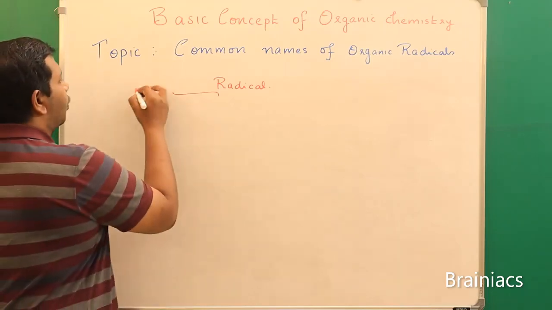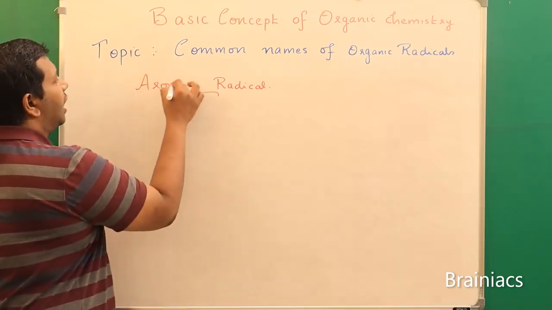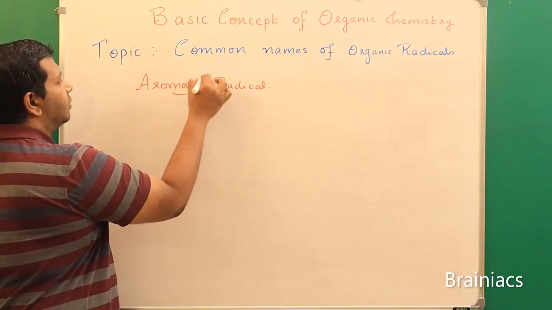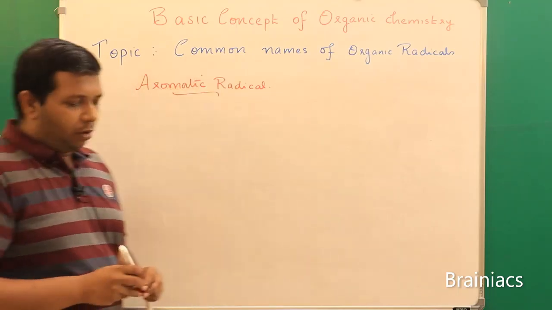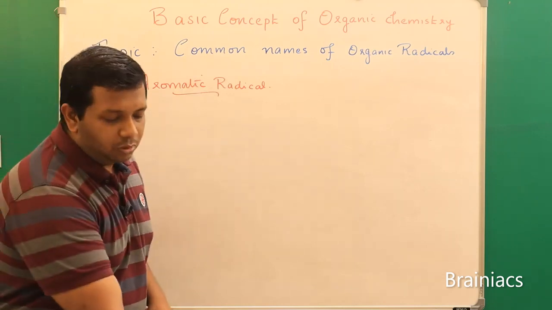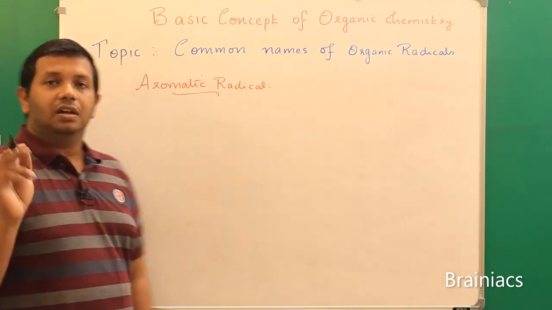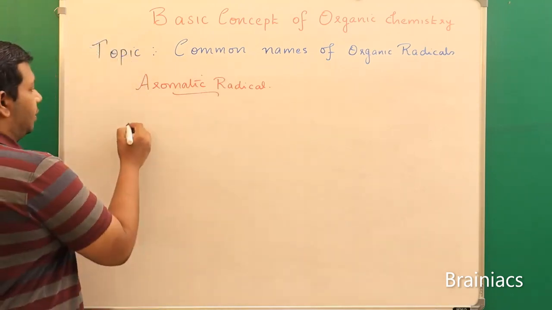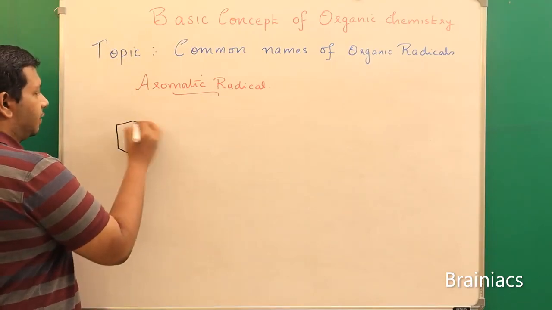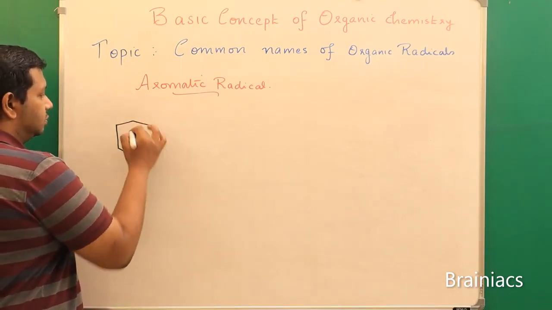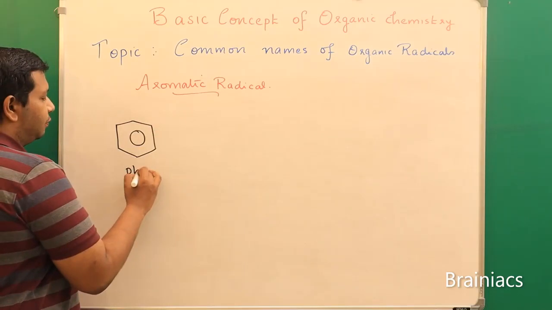So, aromatic radicals. Aromatic means the first thing that comes to our mind is benzene, correct? So we will start with benzene. Benzene is represented in this way. The other name of benzene is phene.